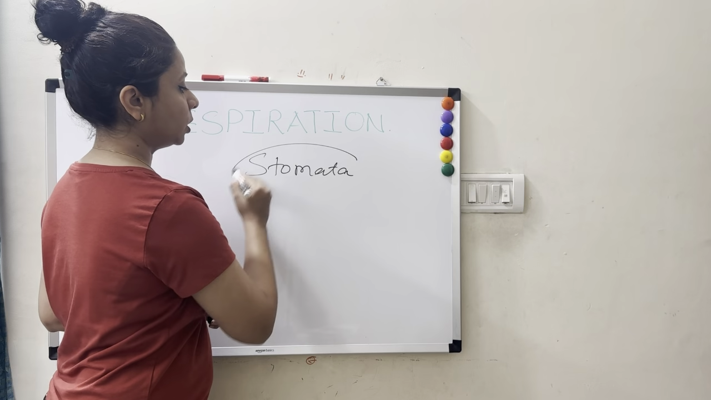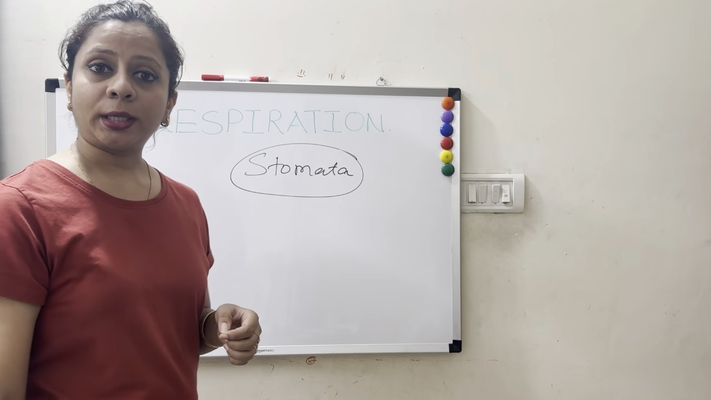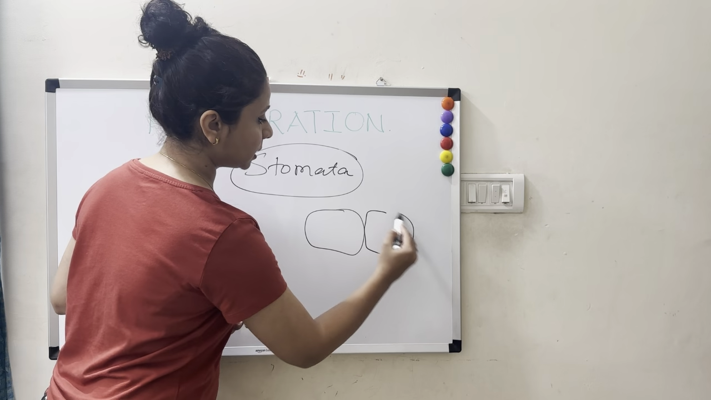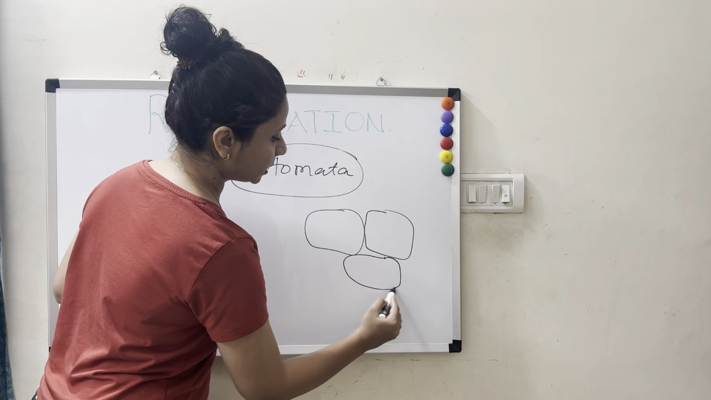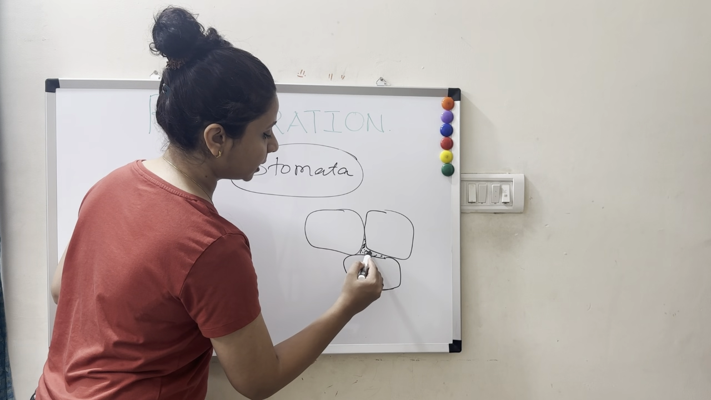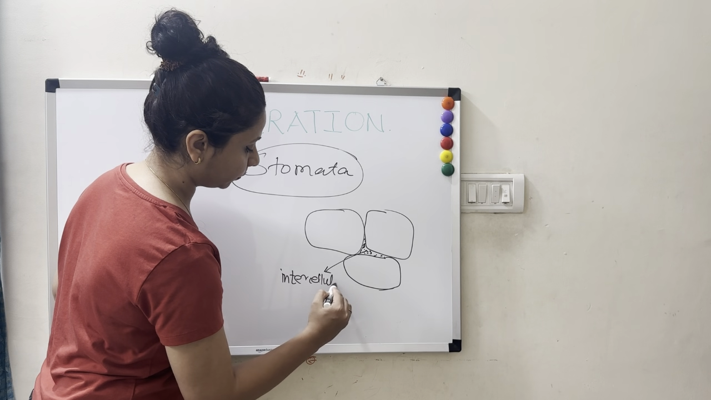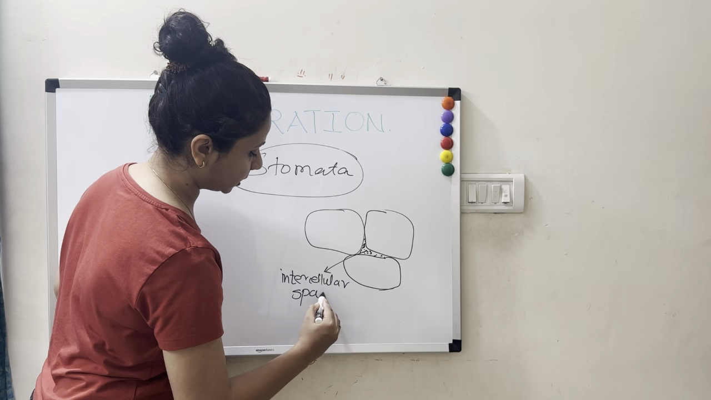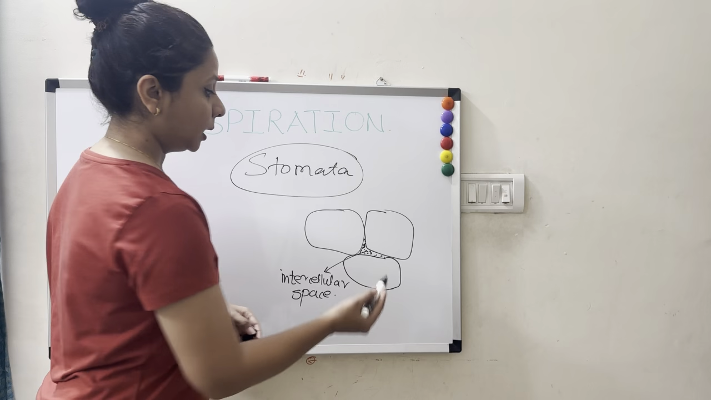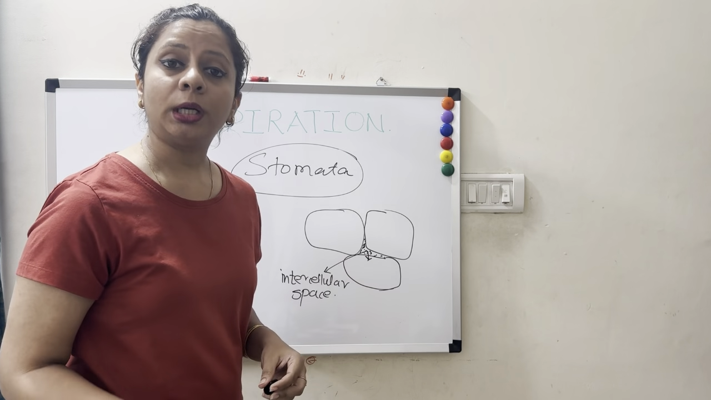It is taking place through stomata, from where the air comes in contact with the intercellular spaces between the cells. What are intercellular spaces? The spaces between the cells. These are the cells, and the space which you can see in between the cells is called intercellular spaces. Here the oxygen or the carbon dioxide enters from intercellular spaces inside the cell through diffusion.